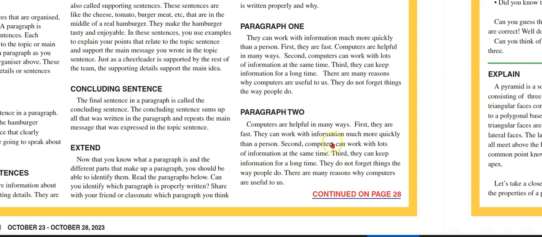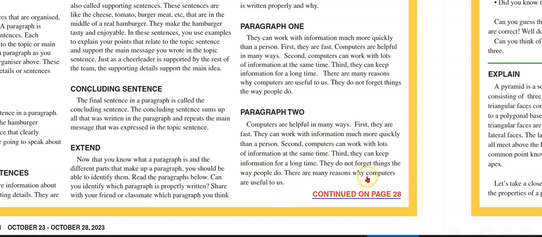Let's look at the second one. Computers can work with lots of information at the same time. See? So when we can only manage to do one page of calculation, it could calculate thousands of calculations at the same time. That's the second supporting detail or sentence. Let's go to another one. Third, they can keep information for a long time. And it says they don't forget the same way people forget. Then they go now to the concluding sentence.